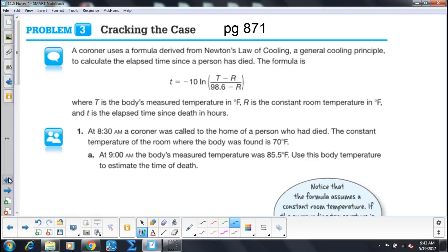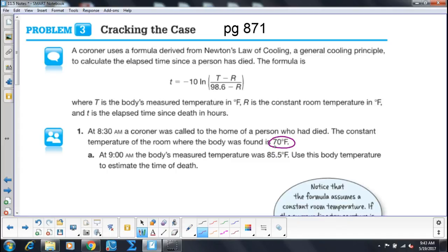So, at 8:30 a.m., a coroner was called to the home of a person who had died. The constant temperature of the room where the body was found is 70 degrees. So 70 here is, what's 70?